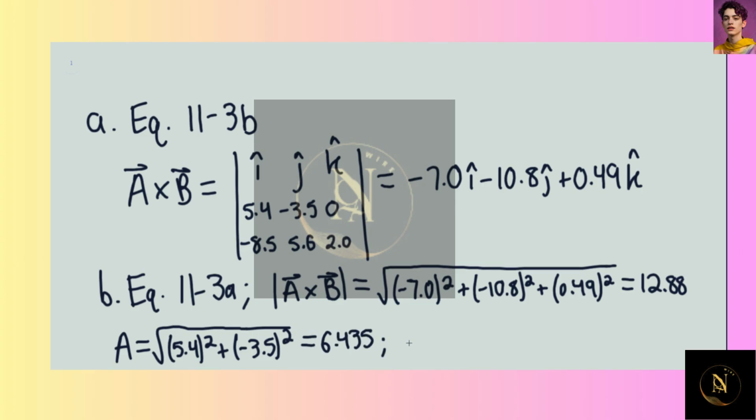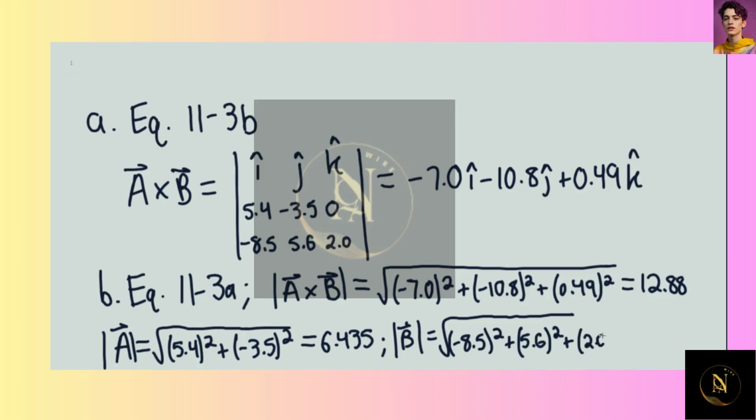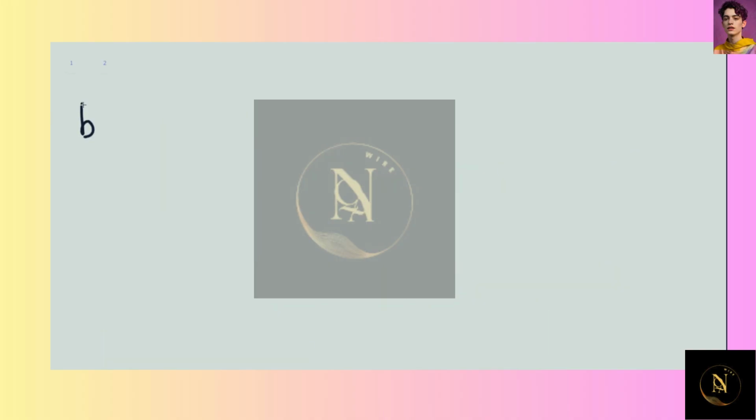This is equal to 6.435. And then for the magnitude of B, this equals the square root of negative 8.5 squared plus 5.6 squared plus 2.0 squared. And this is equal to 10.37. So we can use the definition of a cross product for part B.